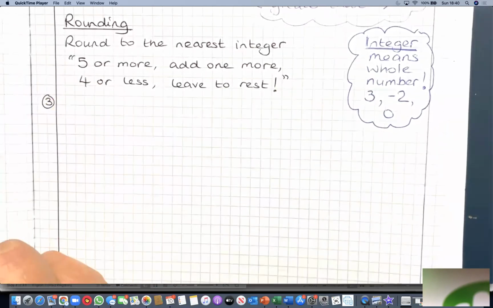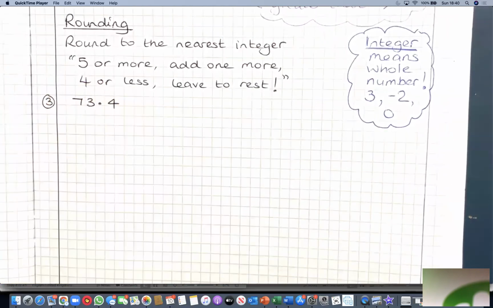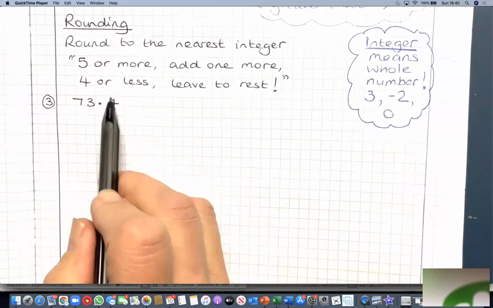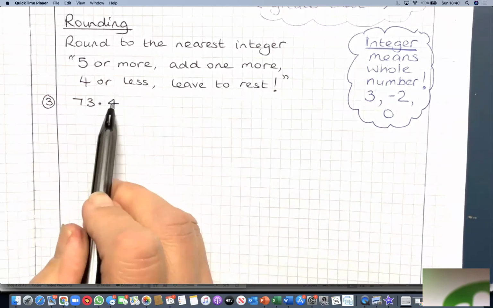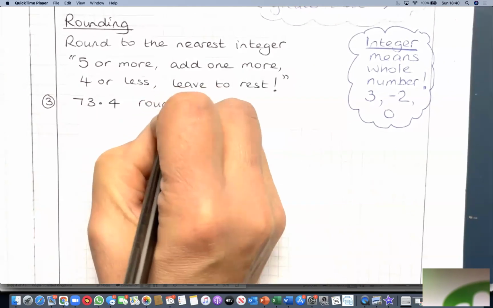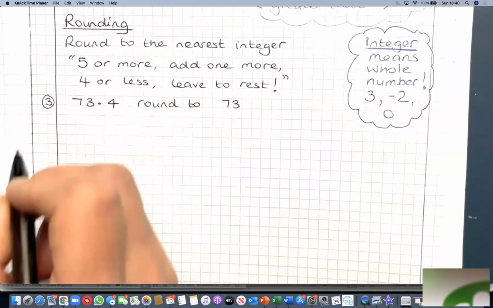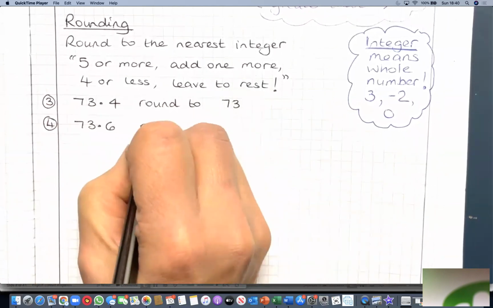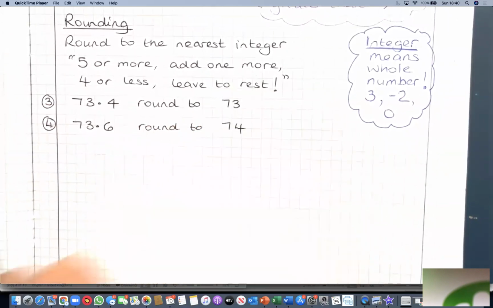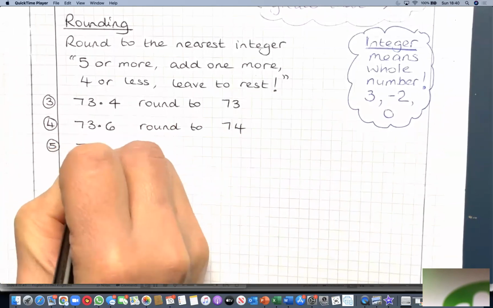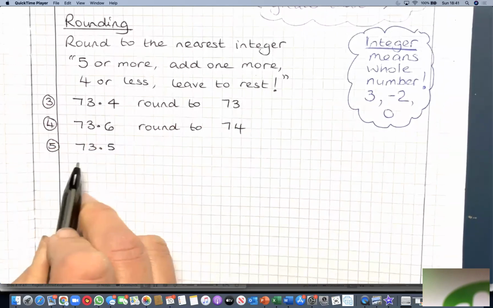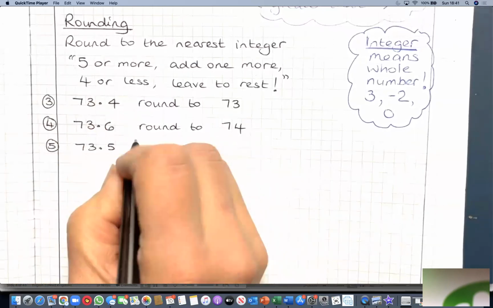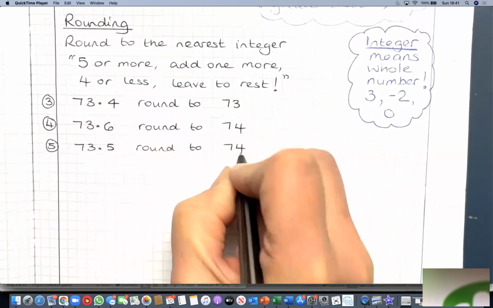We're going to round to the nearest whole number, 73.4. Because we're rounding to the nearest whole number, we only need to look at what is in the tenths column. If there were numbers after, I could just ignore them. So 4 or less, leave to rest. That is going to round to 73. Next example. If I had 73.6, 5 or more, add 1 more. That's going to round up to 74. Now, if I had 73.5, which is exactly halfway between 73 and 74, we need to use our convention. And our convention states that for 5, we round up. So we round to 74.